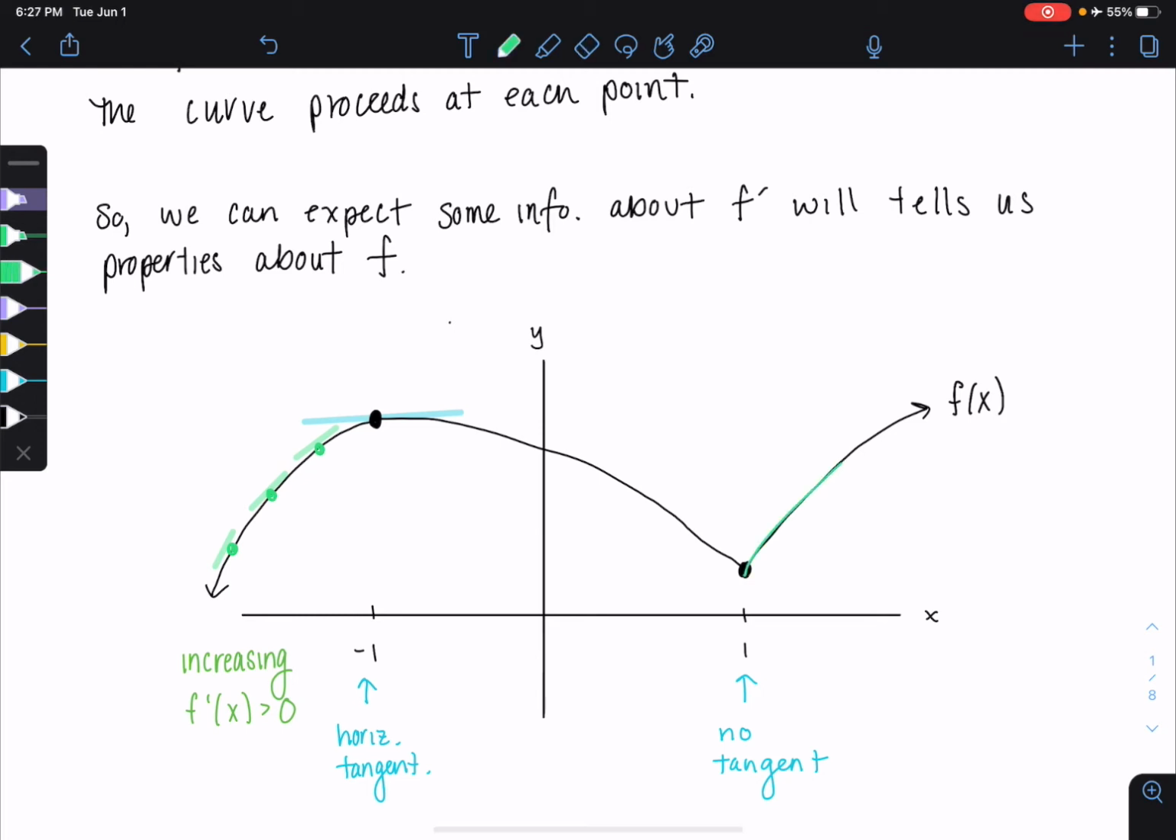Same thing over here. My y values are getting larger and larger and larger. Regardless of the point you pick, if you go ahead and draw that tangent line, it has a positive slope. So over here, my graph is also increasing. My tangent lines have positive slopes. That means the derivative is positive.